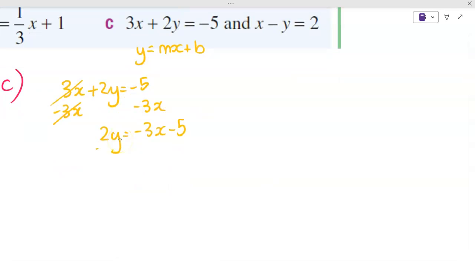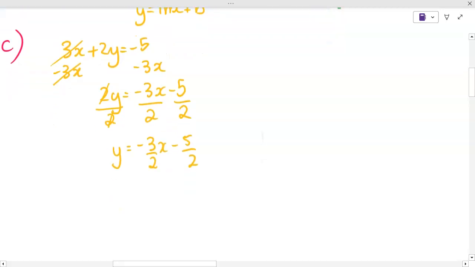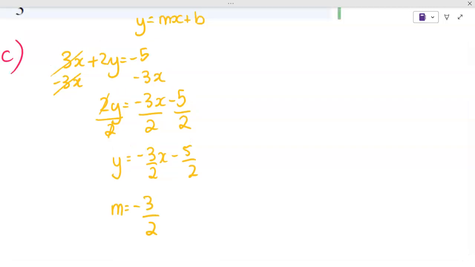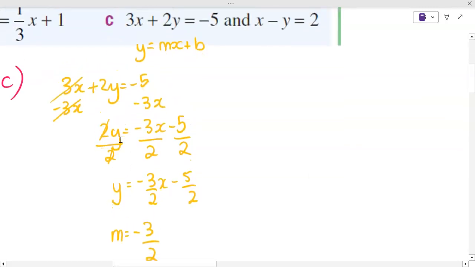The opposite of that is dividing by 2. Let's divide everything by 2. These cancel to 1. I've got 1y, or y is minus 3 over 2x minus 5 over 2. So what's my gradient of that line? m is minus 3 over 2. That's my first line. Let's look at our second one there.